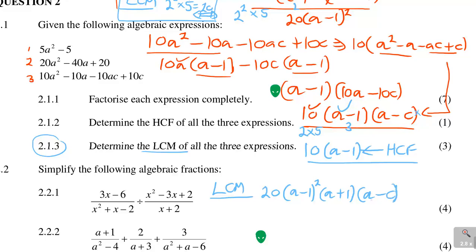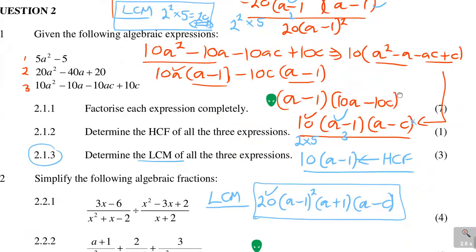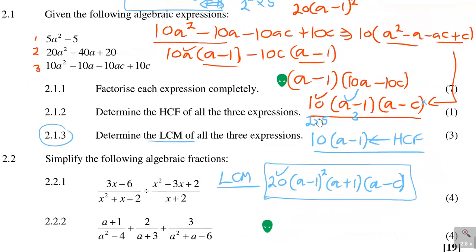You write each and every expression, to represent each and every expression. For example, 20, 10, 5, and 20 will go into 20. (a minus 1) squared is representing a minus 1 and a minus 1 squared. A plus 1 is also represented, and a minus c is represented. That's how you find the LCM, guys.